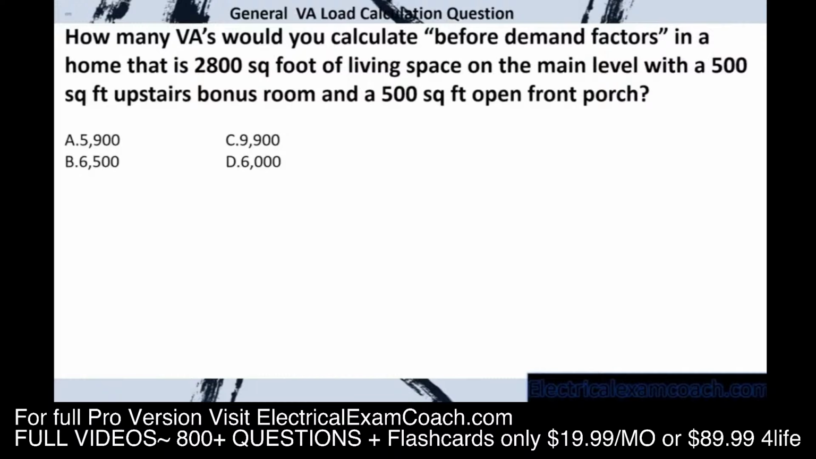How many VAs would you calculate before demand factors in a home that is 2,800 square foot of living space on the main level with a 500 square foot upstairs bonus room and 500 square feet of open front porch? First thing we're going to do is total our square feet.